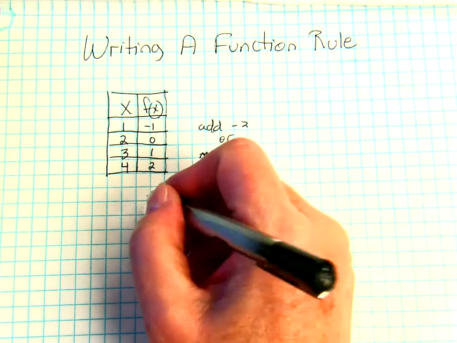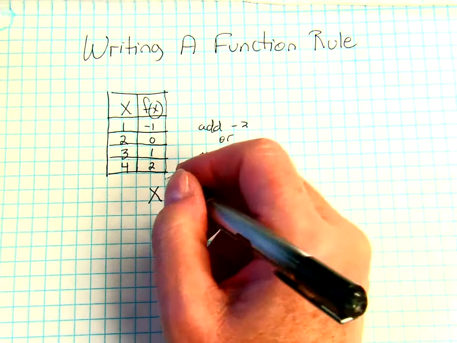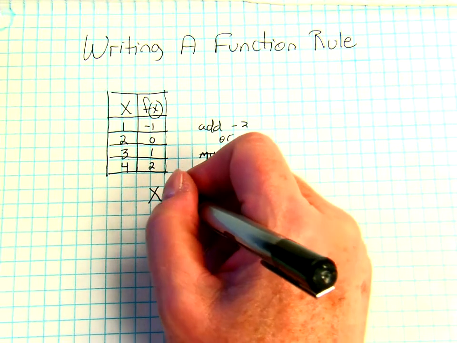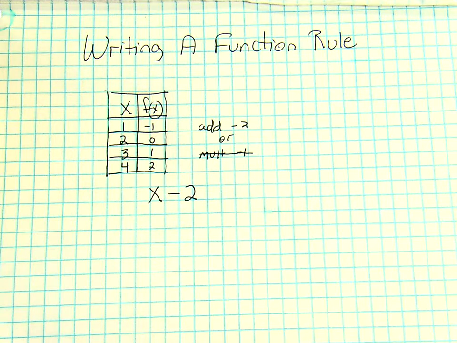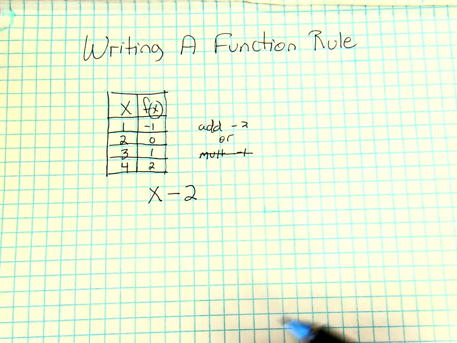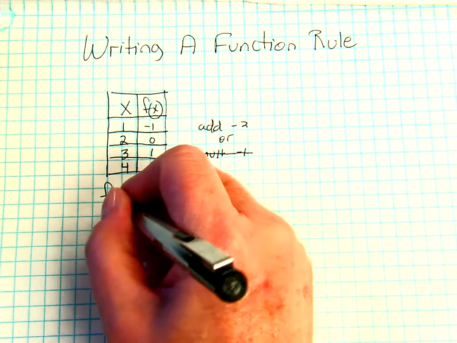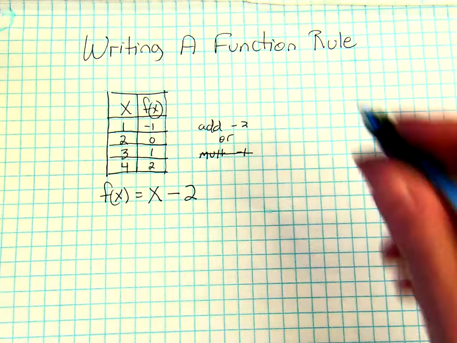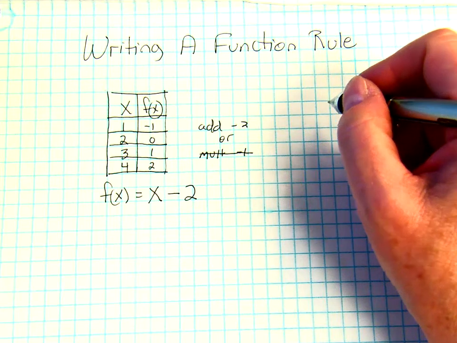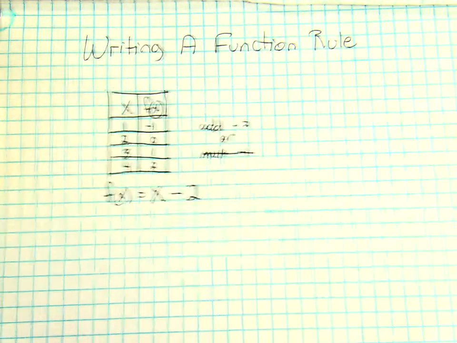So I am going to take my x, and I'm going to subtract that 2, which we know that if we add the opposite, it would be adding a -2. So f of x is equal to x minus 2. So pretty simple. Sometimes they get a little bit more complicated, so we'll just look at a couple of different types.